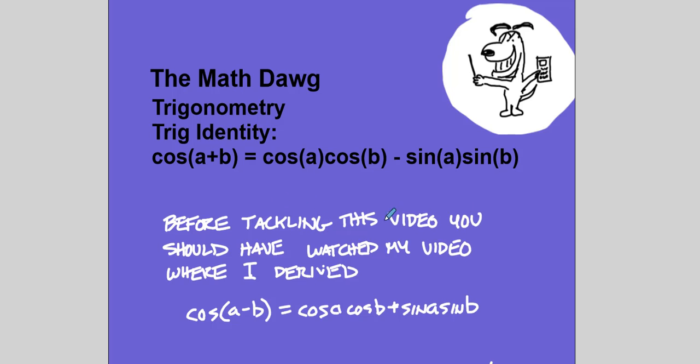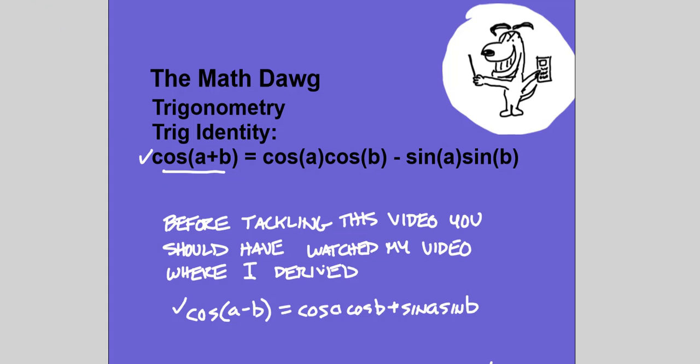Before tackling this video, I highly recommend that you watch my video where I derive the cosine of A minus B, that's angle A minus angle B, equals cosine A times cosine B plus sine A times sine B. So what we're proving here is what the cosine of the sum of two angles is equal to. And we showed there what the cosine of the difference of two angles gives us, which is this. I recommend watching this because we're going to need this identity to do the proof in this video.